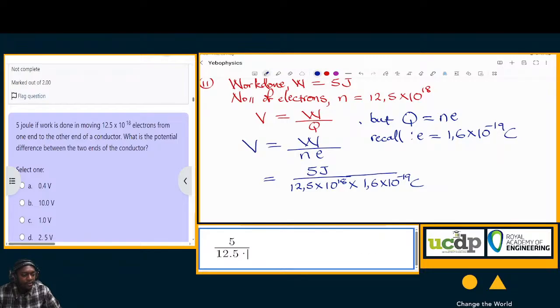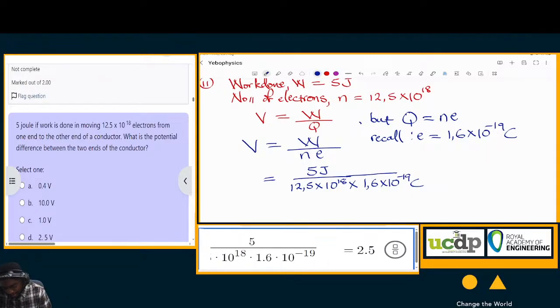12.5 times 10 to the power of 18 multiplied by 1.6 times 10 to the power of negative 19, you get 2.5 volts as your potential difference. So you can see you've got an option that gives you 2.5. So basically that's how you would work out this problem.